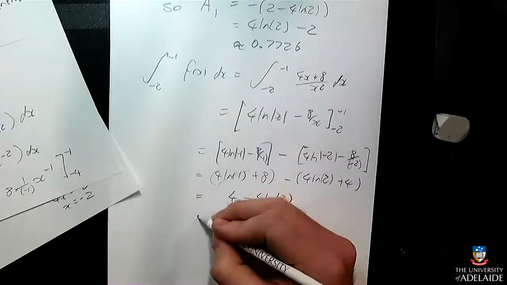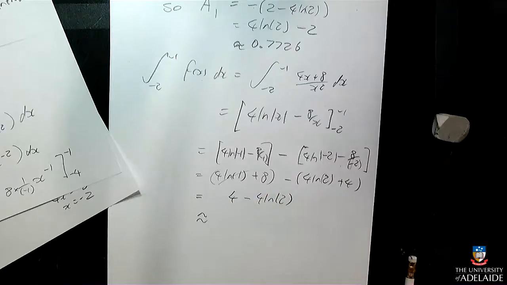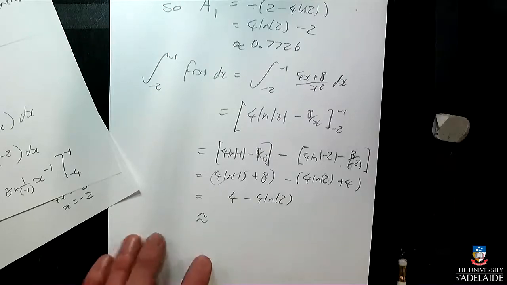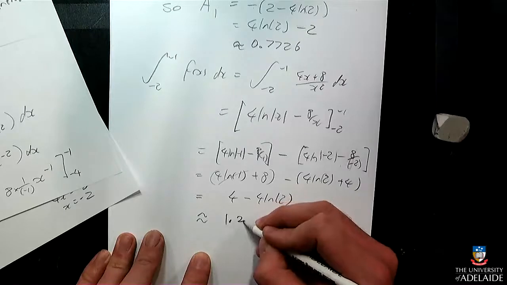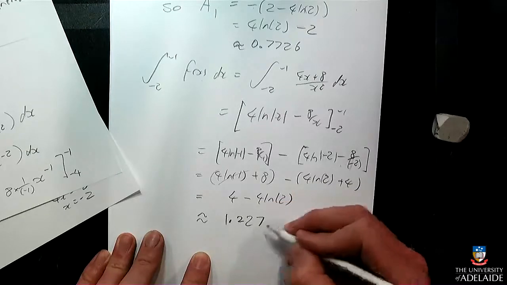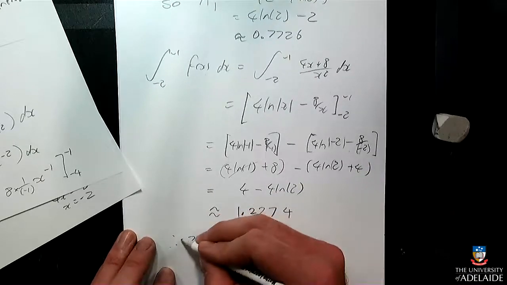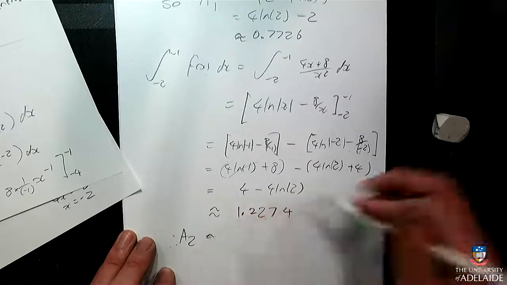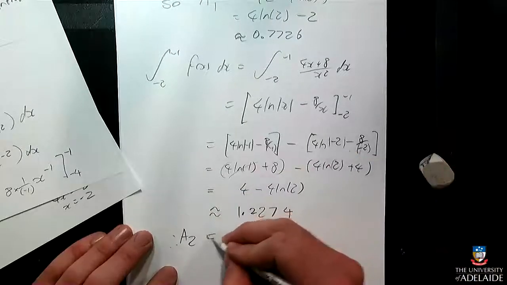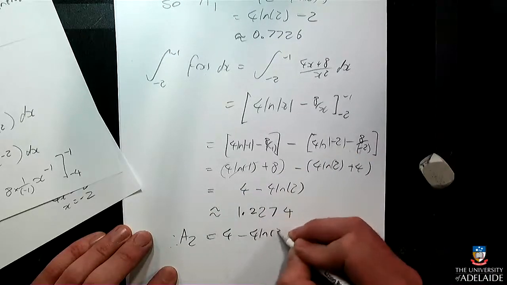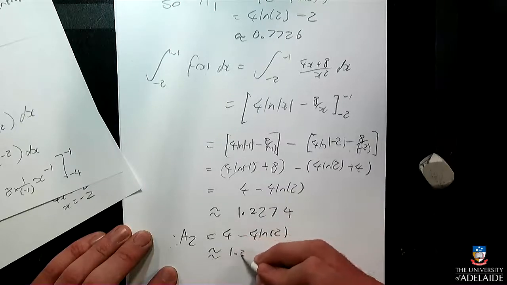Okay. And let's just check. This should come out positive if we've done this correctly. So we have 4 minus 4 ln 2, which is about 1.2274. Okay, and so therefore area 2 should be 4 minus 4 ln 2, which is approximately equal to 1.2274.